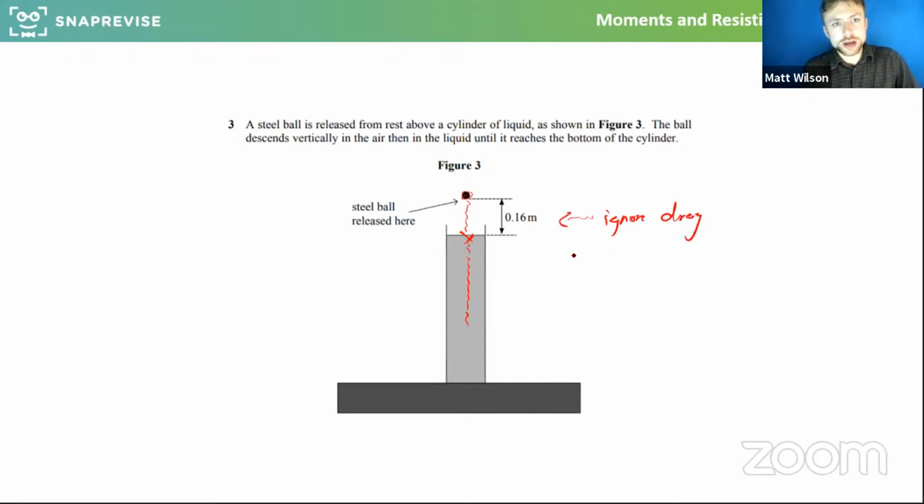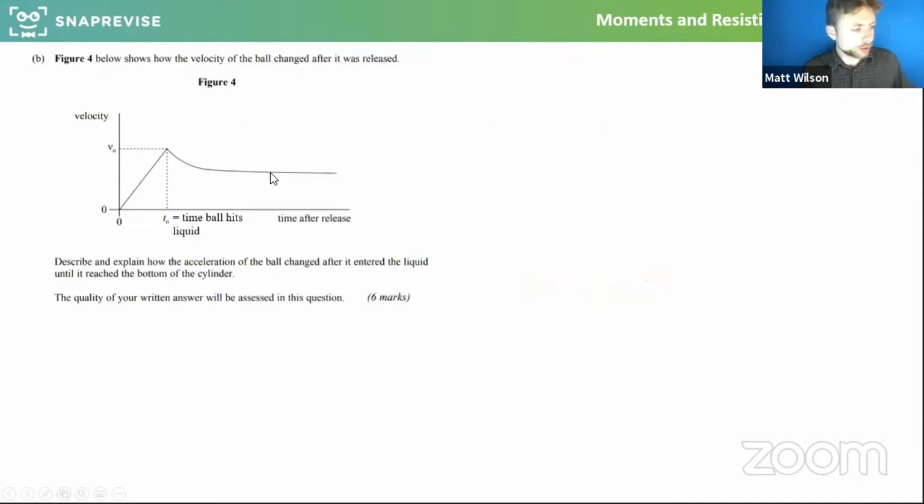This question is all about the proper, large drag that we notice when we move through the thicker fluid, the liquid, if you like. Okay, so I'm going to redraw a picture of the situation. Here's the ball, here's the fluid, here's the ball falling. Figure 4 shows how the velocity of the ball changed after it was released.